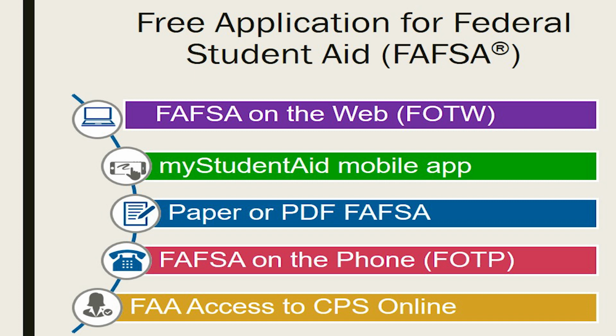There are paper and PDF versions of the FAFSA. This is the slowest way to do the FAFSA. But if you're going to do it, and some people do, you can print that out and you can either mail it in, or you can actually take it to your financial aid office, and you can either have them mail it in for you, or they can also do the FAA access to CPS online. So the financial aid offices can do this. Most of the time that's the last way that it will get done. And there's also FAFSA on the phone.